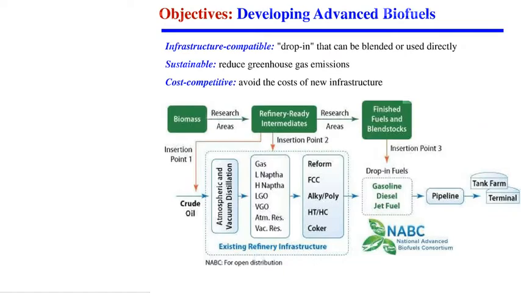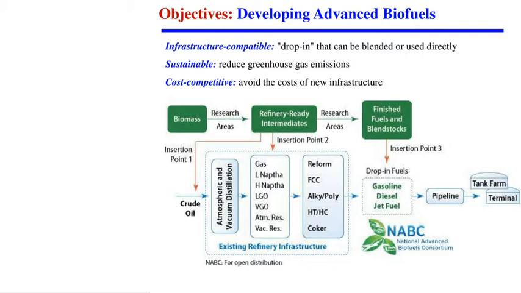So if you are doing biomass to biofuel, there are 3 insertion points projected by the Department of Energy in the US. Either we make a certain intermediate which can be mixed with crude oil and then goes to the refinery, and comes out as a final product. An example can be bio-oil production.